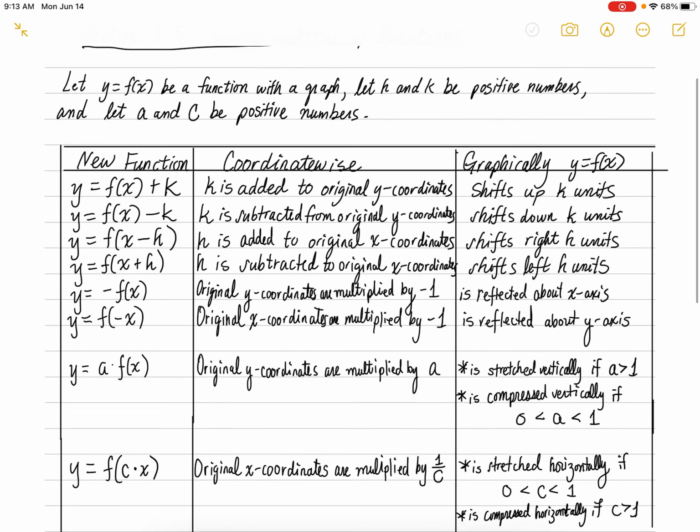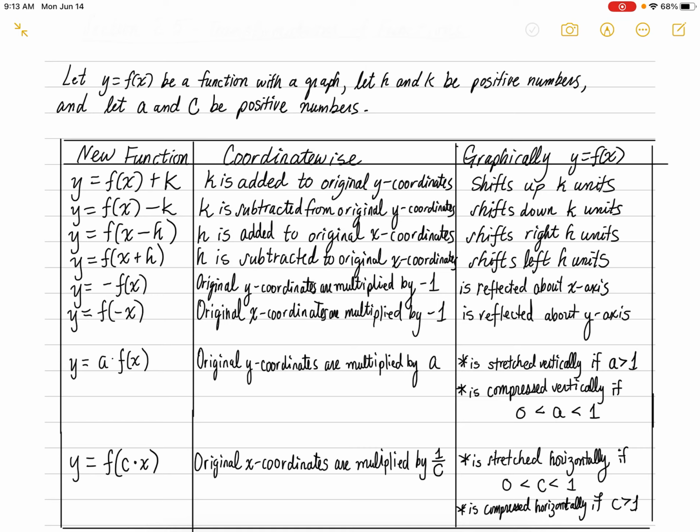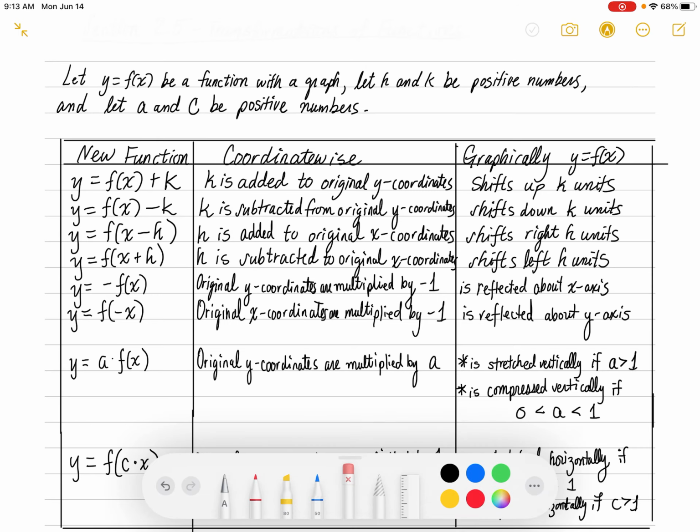So I've created a little table here, which you'll find useful for the different types of transformations we're going to have. So the idea is, first of all, you start off with a function called a parent function. I call it a parent function, y equals f of x. That's going to be our parent function. Y equals f of x is our parent function, and it's going to have a graph.